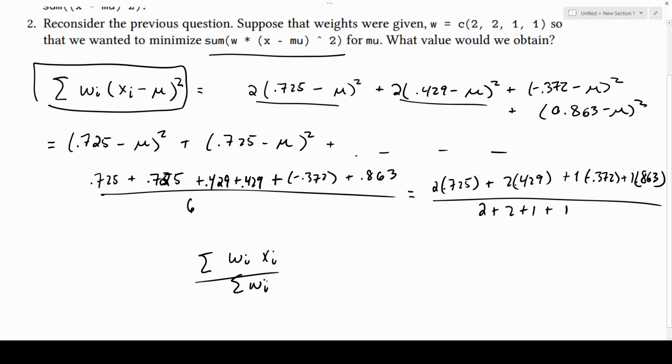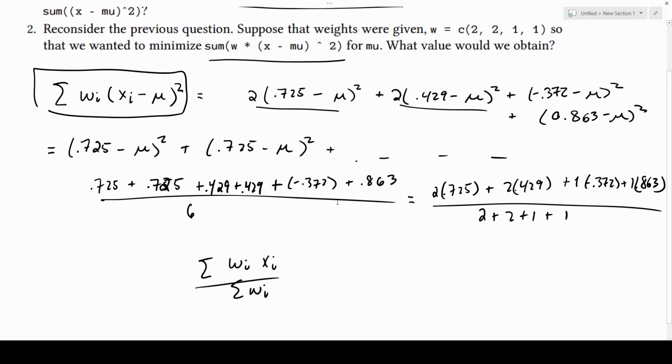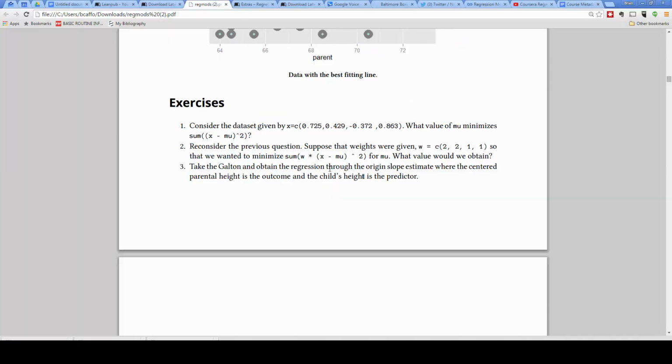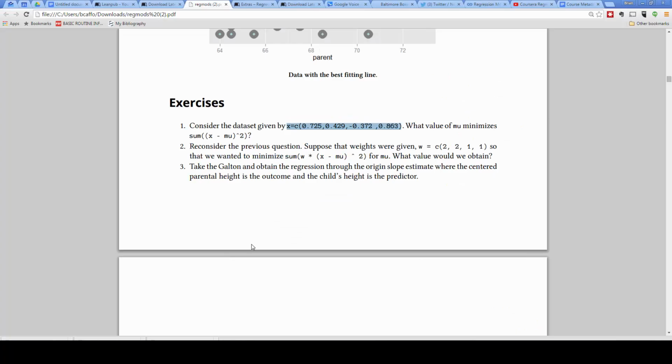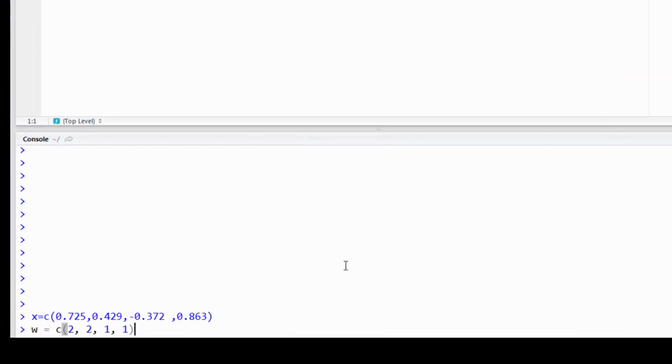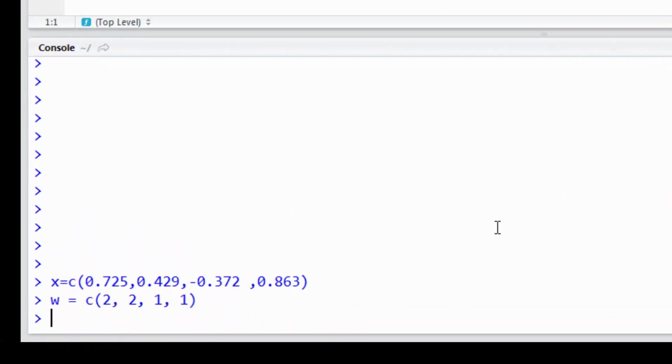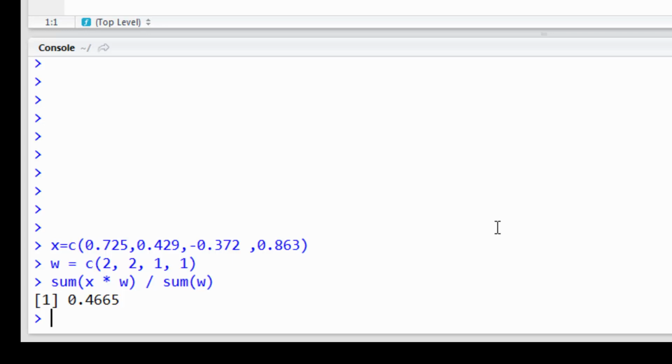Okay? And again, this time I won't do the R code, because I think just taking this and doing, well, actually let's do it. So let me copy the data set. So there's my data set, and then let me get to R. There's my data set, and then here's my weights. And so my solution is going to be sum x times w divided by sum w. Okay? And that would be the least squares solution.